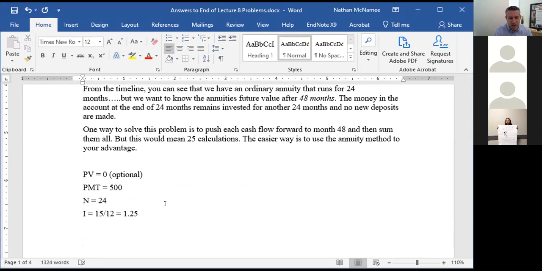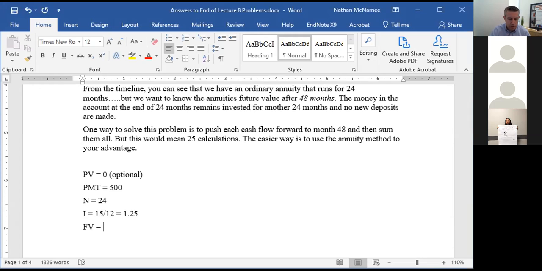So what is the future value of this annuity? Don't forget to clear your time value of money. So 500 payment, 24 is N, and 1.25 is I. So compute future value. What did you guys get? 59077.6206. Okay, I got something different. Maybe I put something in wrong.